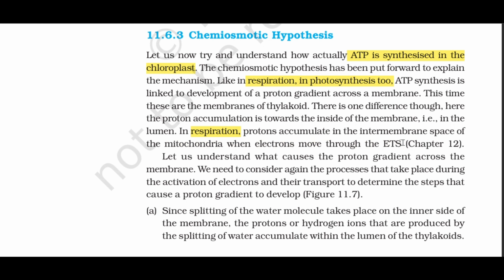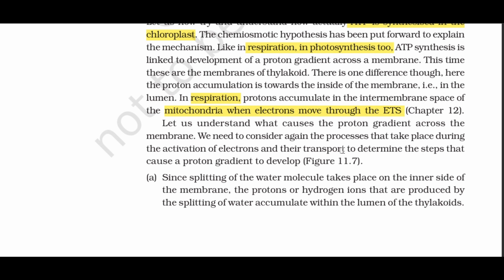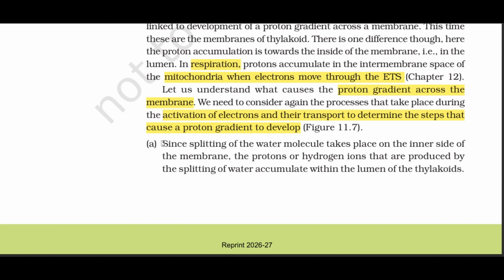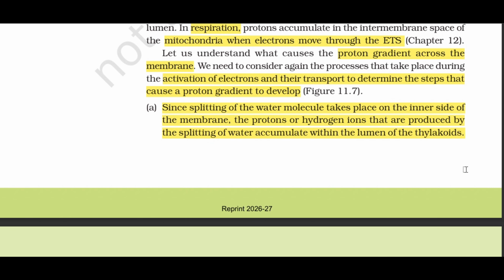Let us understand what causes the proton gradient across the membrane. We need to consider again the processes that take place during the activation of electrons and their transport to determine the steps that cause a proton gradient to develop, figure 11.7. A. Since splitting of the water molecule takes place on the inner side of the membrane, the protons or hydrogen ions that are produced by the splitting of water accumulate within the lumen of the thylakoids.